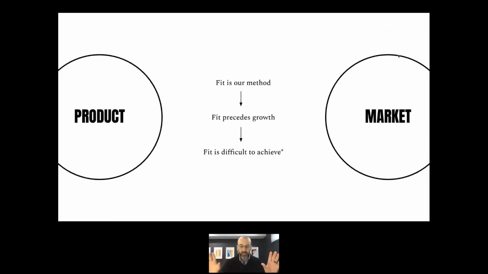Oftentimes the product and the market are pretty far apart. So fit is the method, because it precedes growth. It's difficult to achieve. So what we're going to do is try to dissect that a little bit today and figure out what's a major factor for helping bring those two areas together.